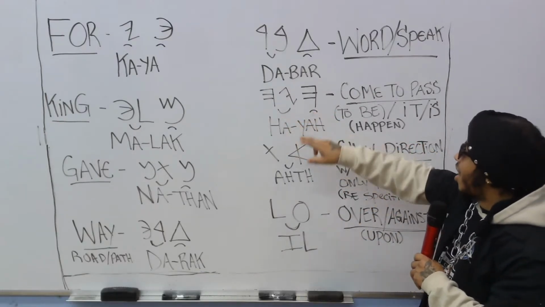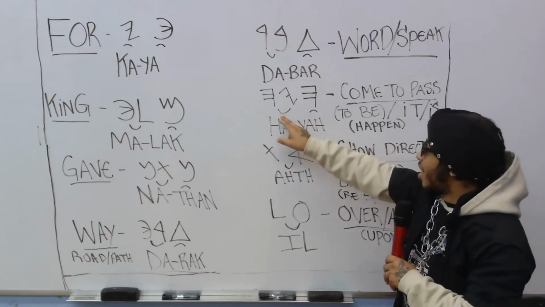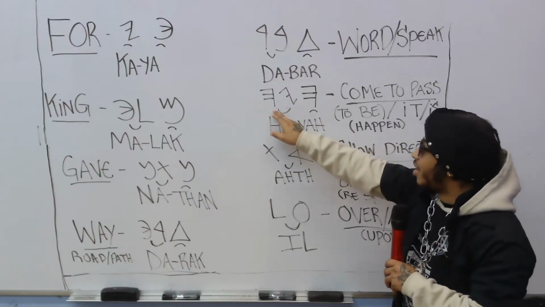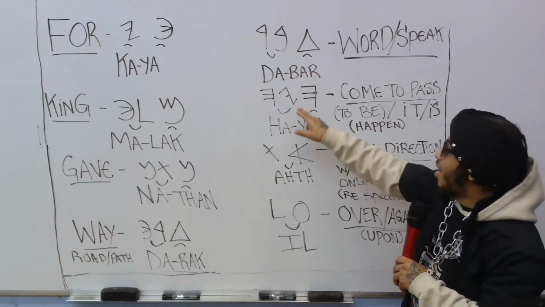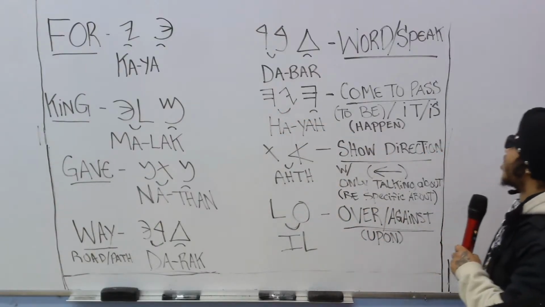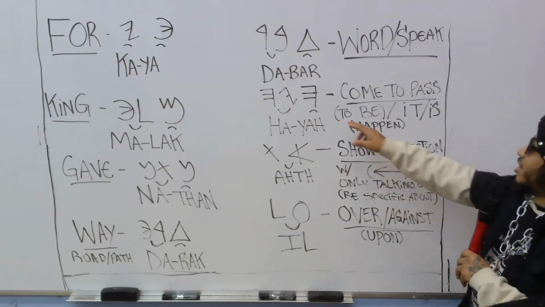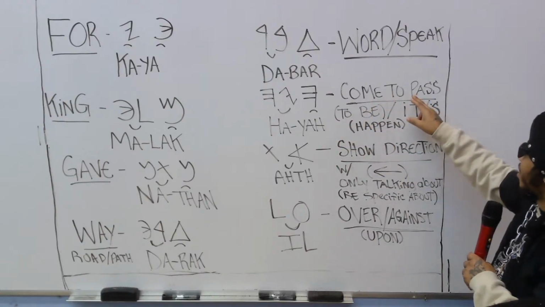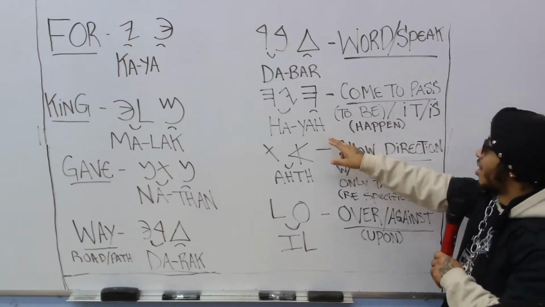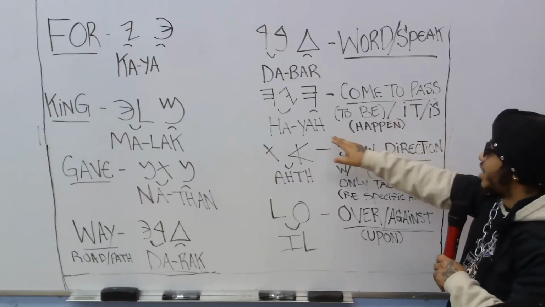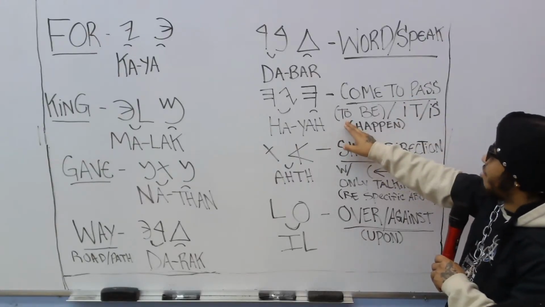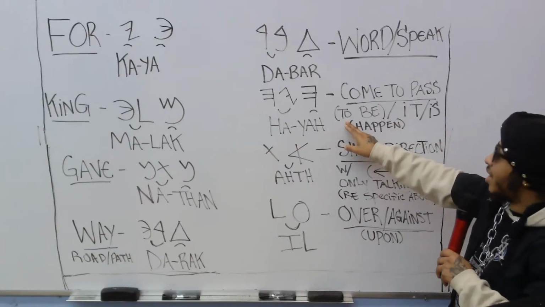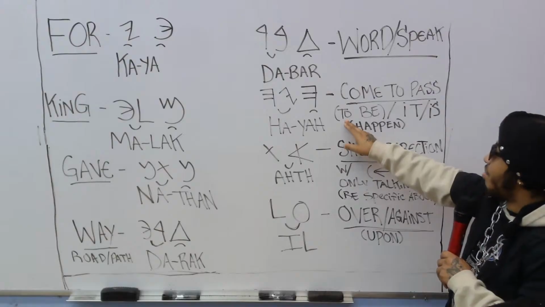Haya, the character ha, the character ya, and then another character ha connected to it. Ha, ya, right? So this word haya is used as come to pass, right? The word haya in this context is used as come to pass. The word haya is the verb to be. That's what haya is. It's the verb to be.